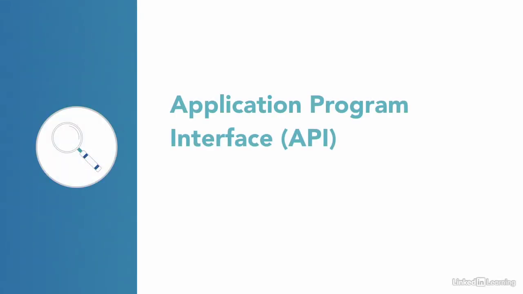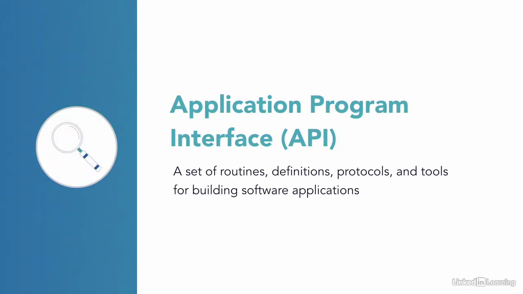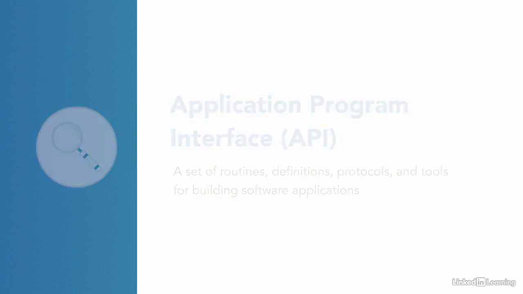API is the acronym for Application Program Interface. It is a set of routines, definitions, protocols, and tools for building software applications. It is used everywhere by developers to create software solutions.